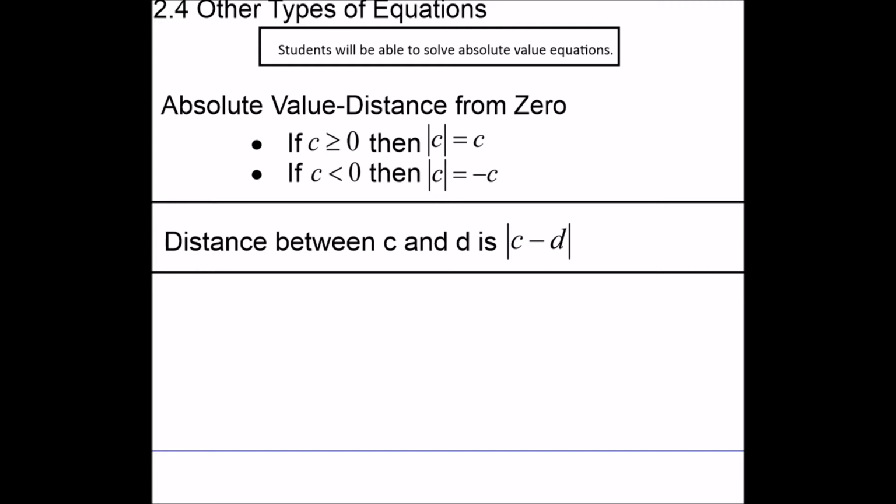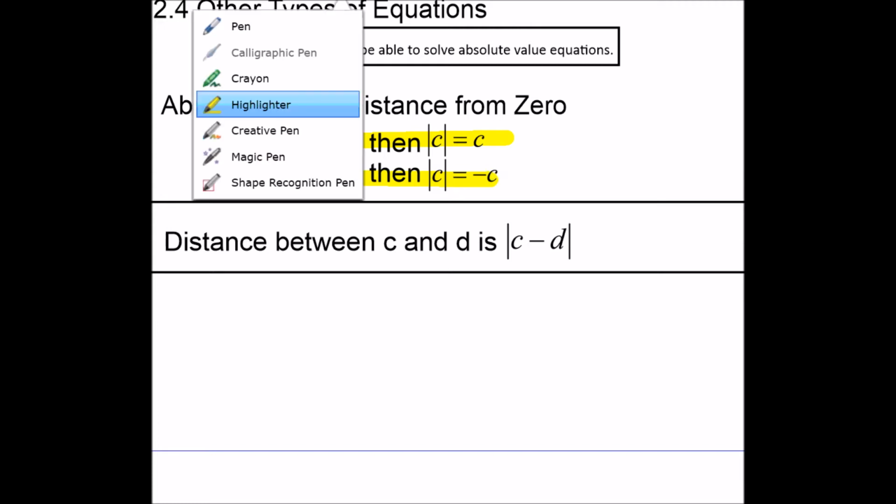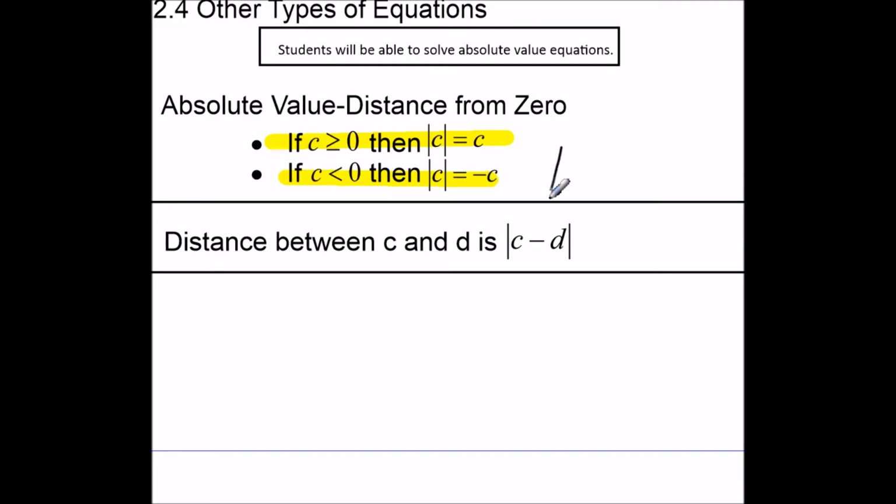Right here at the top, we've got something that gives some simple, obvious rules about absolute value equations. If C is greater than 0, then the absolute value of C is the same as C. If C is less than 0, then the absolute value of C is the opposite of C. So if you have a negative number, like the absolute value of -4, it is equal to 4. That's what that's saying.